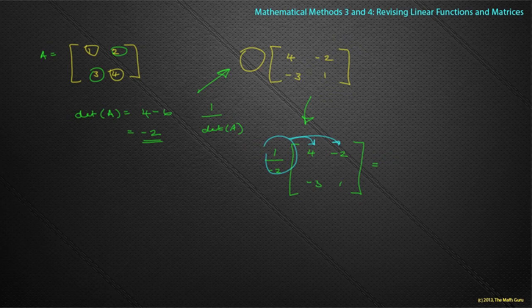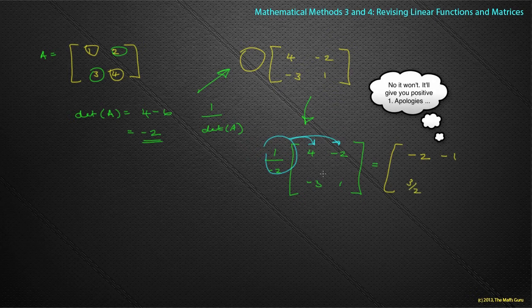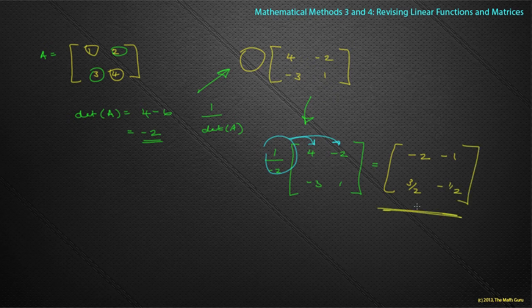What will that give us? Well, minus a half of 4 would give us minus 2. Minus a half of minus 2 would give me minus 1. That would give me 3 over 2, and hopefully we'd all be happy that that would be minus a half. So that is our inverse of a matrix. How does that help us? Well, we'll just do some examples shortly.